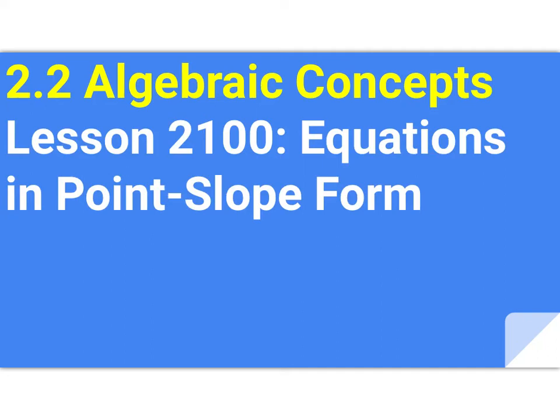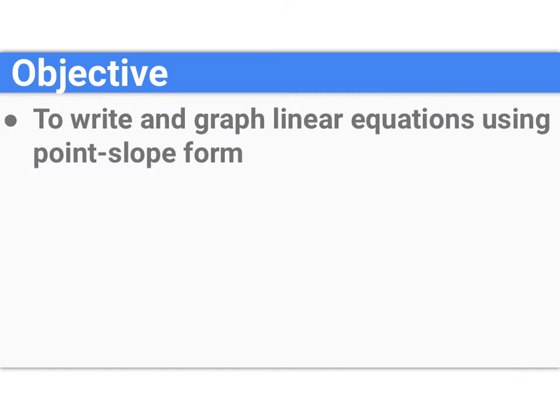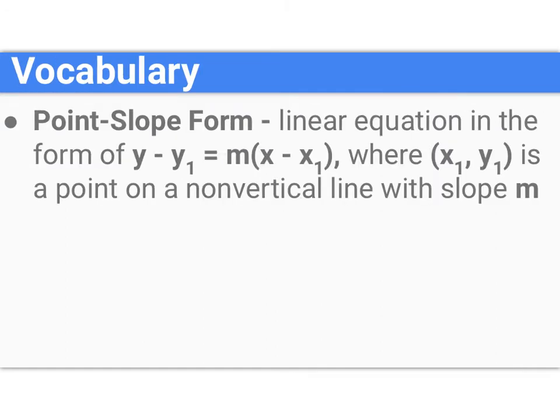Okay, welcome to lesson 2100 of algebraic concepts, equations in point slope form. So we're going back to point slope form again. Okay, so point slope form, here's the general formula. Once you put your point in, it will reduce down to the slope intercept form of a line.